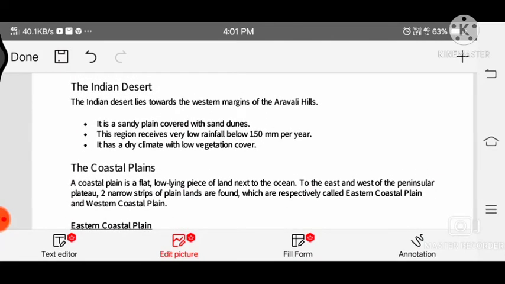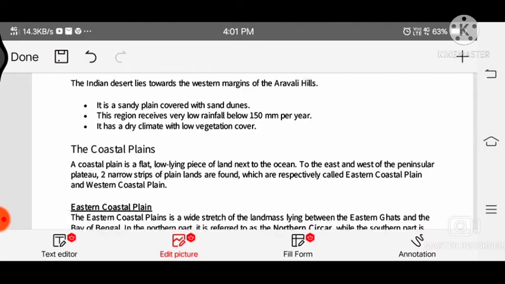Now we come to Indian deserts. The Indian desert lies toward the western margin of the Aravalli Hills. It is a sandy plain covered with dunes, and this region receives very low rainfall, below 150 mm per year. It has a dry climate with low vegetation cover.